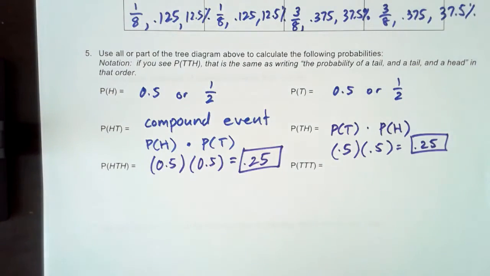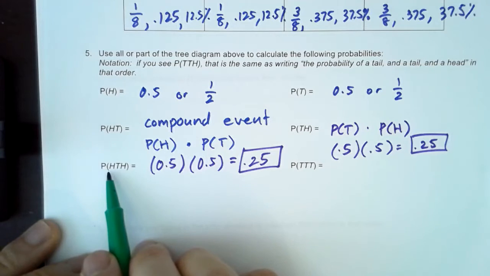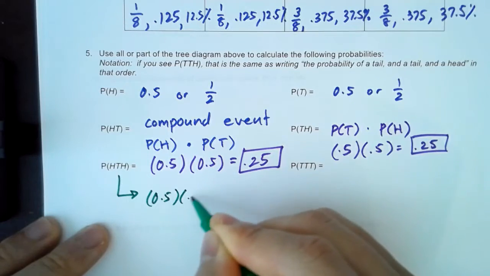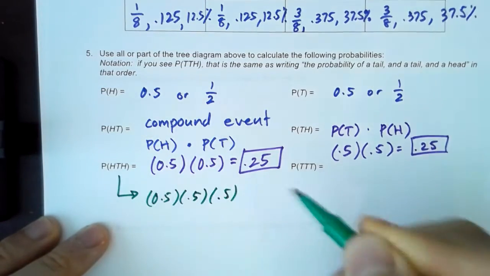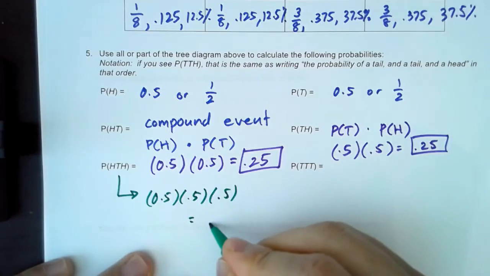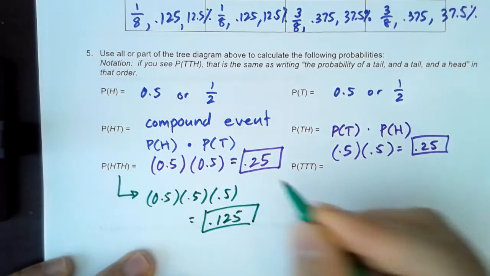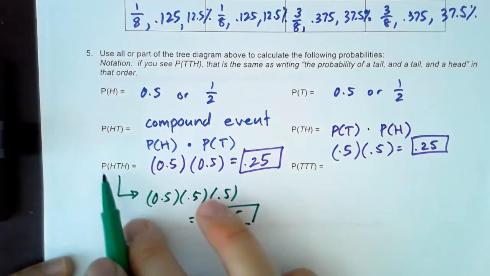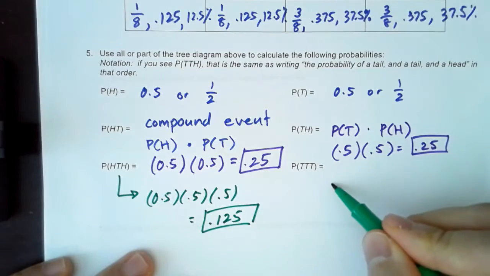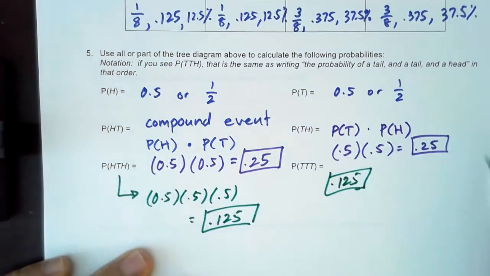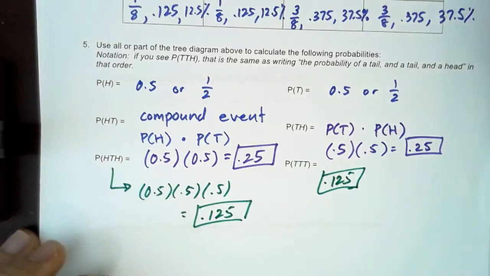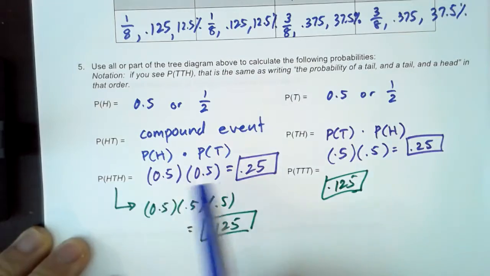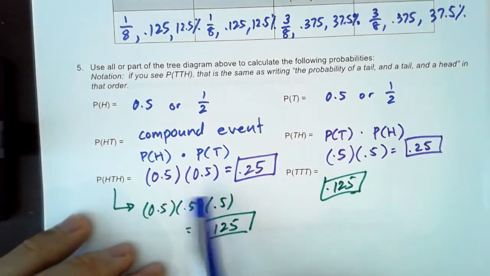So you kind of know that this last one is going to be very similar, except it's going to be adding one more event. This gives me 0.125, half of 0.25. And the probability of tails, tails, tails is the same thing as the probability of heads, tails, heads. It's literally 0.125. So compound events, in short, just mean that you have to multiply the two individual events together.